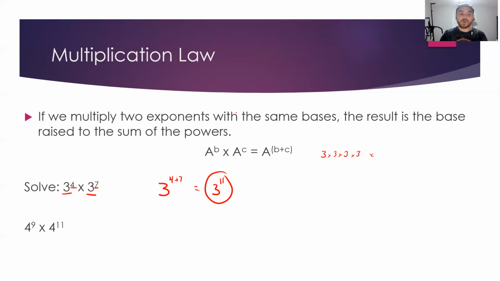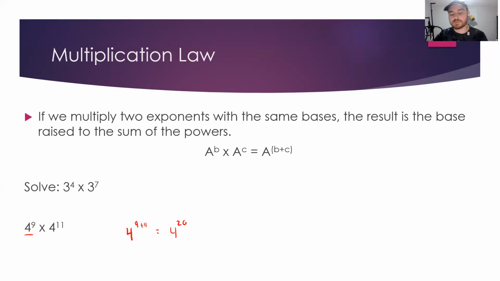Here's another example. We have 4 to the 9th times 4 to the 11th. So our base is 4. These have the same base, so we can multiply them. We have 4, and then we're going to do to the 9 plus 11. You can add those together. You have 4 to the 20th power. So that's pretty much the basics of multiplication law.